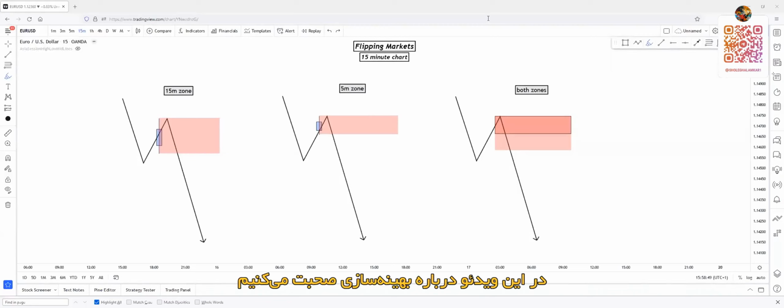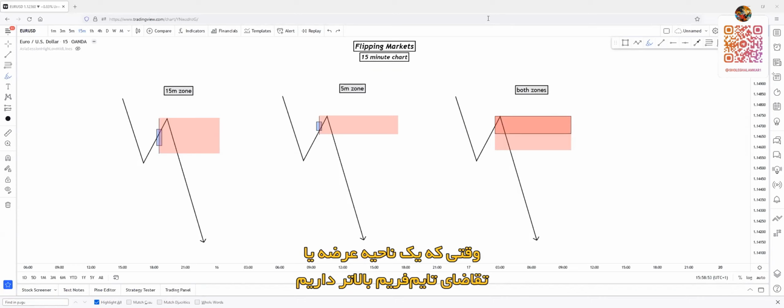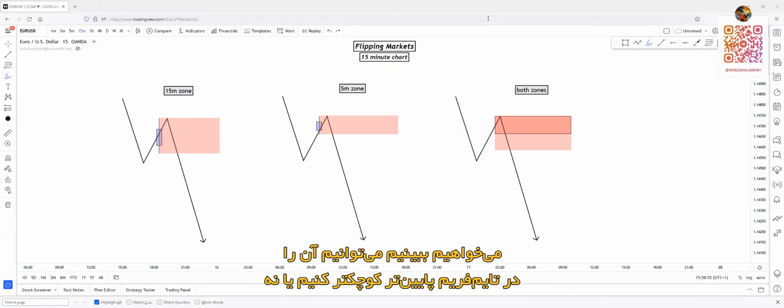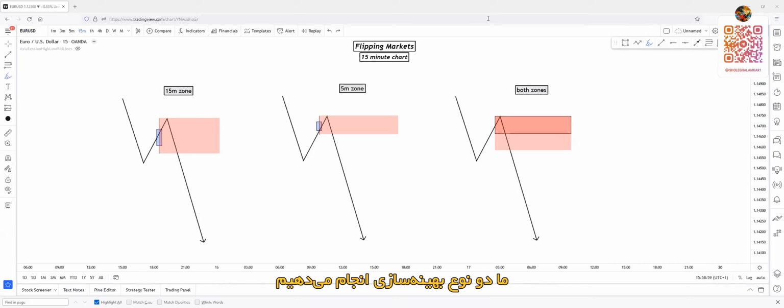Welcome. In this video, we will talk about the refinement. What do we call a refinement? When we have a higher time frame supply or demand zone, we want to check if we can make that zone smaller in the lower time frames. We will use two types of refinements, the 4-hour to the 15-minute and the 15-minute to the 5-minute.